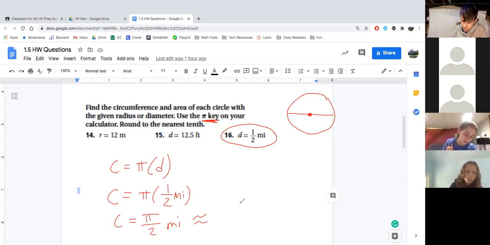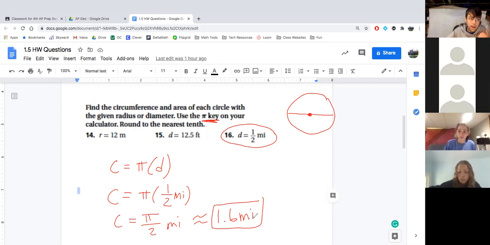I'll use the pi button just for this one. This is what I got for pi divided by 2. I'm going to round that to the nearest tenth, so that's 1 decimal place. I get 1.6, so that's 1.6 miles approximately. If we're given units, we do want to make sure to include units in our answer. In this case, it's miles, so I did leave miles as part of my answer.